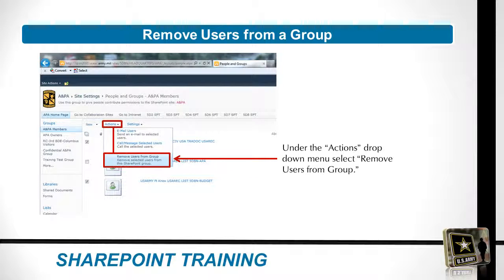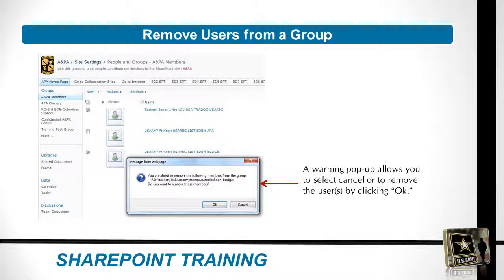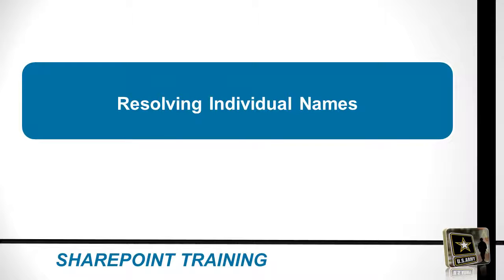Under the Actions drop-down menu, select Remove Users from Group. A warning pop-up allows you to select Cancel or to remove the user from the group by clicking OK. Now let's see how you grant permissions to an individual rather than a group. Anytime you want to add a user to a group or grant permissions directly to an individual or battalion list without putting them in a group, you will need to resolve the name. Let's see how this works.